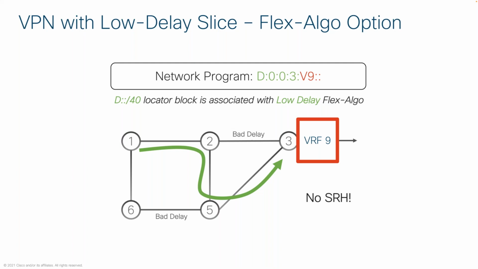Okay, so we have the ability to compute multiple topologies in the IGP, and then associate locators and advertise locators in those topologies to ensure that traffic from 1 to 3 uses a particular topology when it traverses this network. Okay, and we can do that with only a single SID, just D03V9, to say decapsulate this packet and forward in VRF9 at node 3.